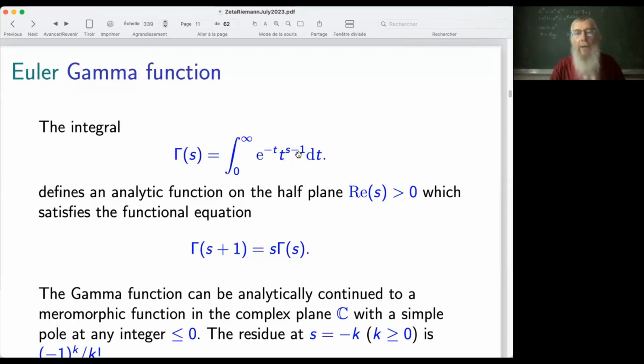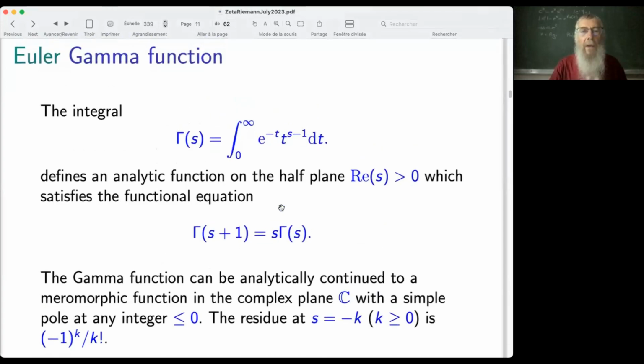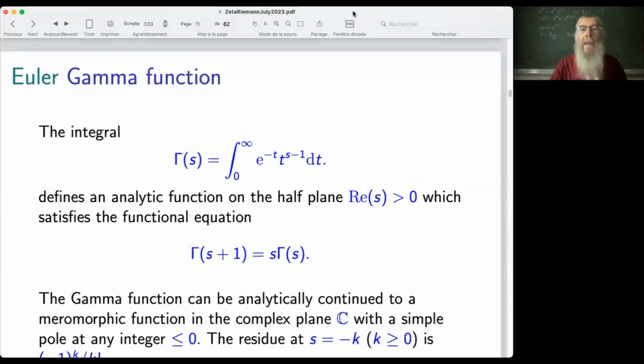When t tends to infinity, there is no problem because you have exponential minus t, which is decreasing very fast, faster than t to the s minus 1 is growing. So at infinity, there is no problem. The problem is at t equals 0, and you have to look at what is the convergence of the integral. And for that, you need an assumption, and the assumption is that the real part of s is positive.